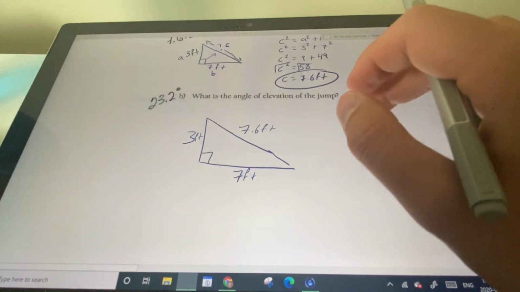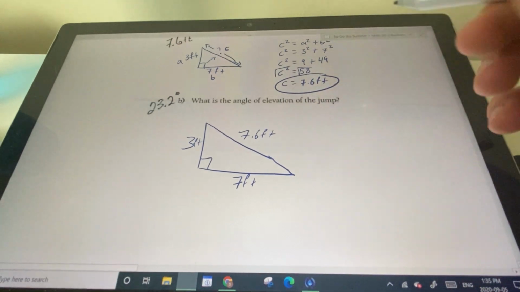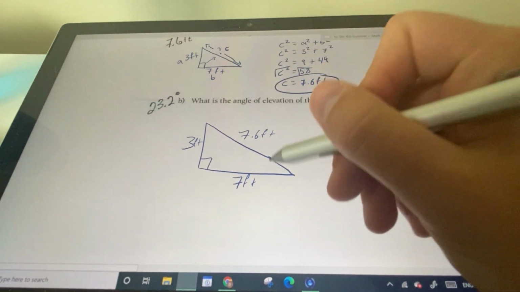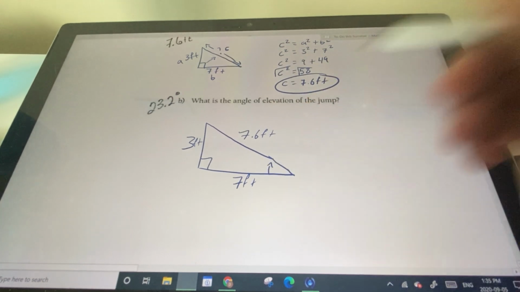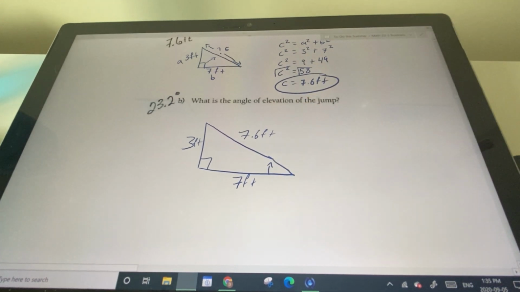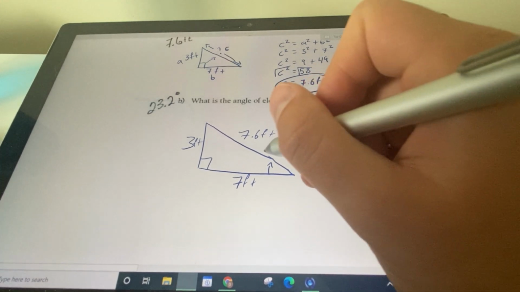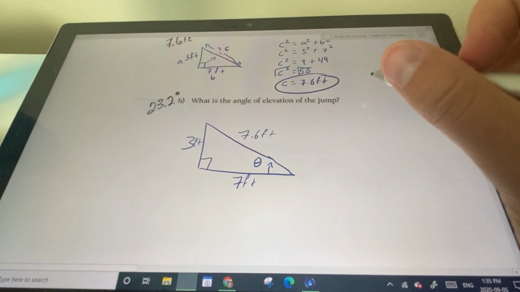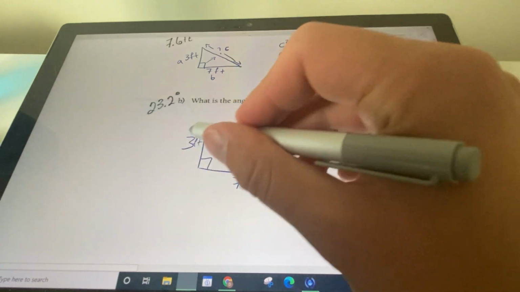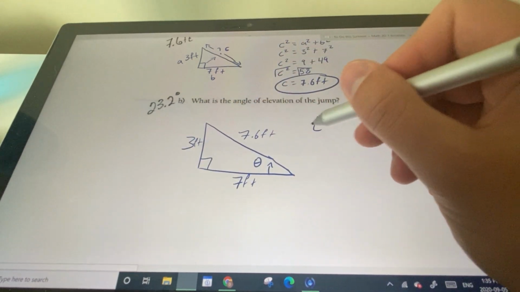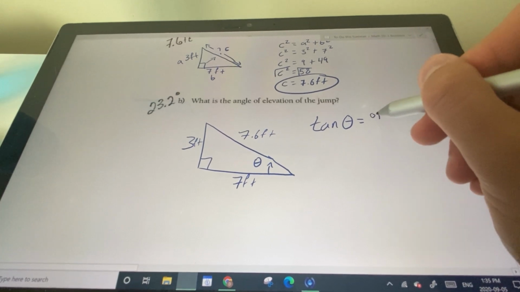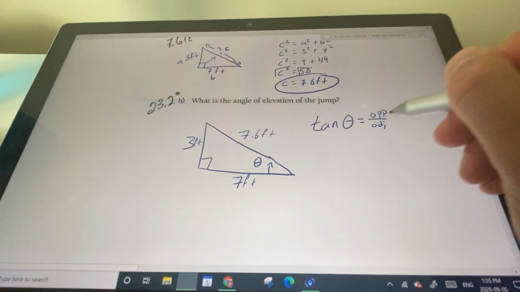The angle of elevation. Remember, elevation means to rise or to go upwards, and that's from the horizontal. So this would be the angle of elevation. Okay. We're trying to figure out what this angle is. I'm going to represent it as just angle here. How do we solve for that? Well, we can use tan. We have the opposite, we have the adjacent. So tan angle equals opposite over adjacent.